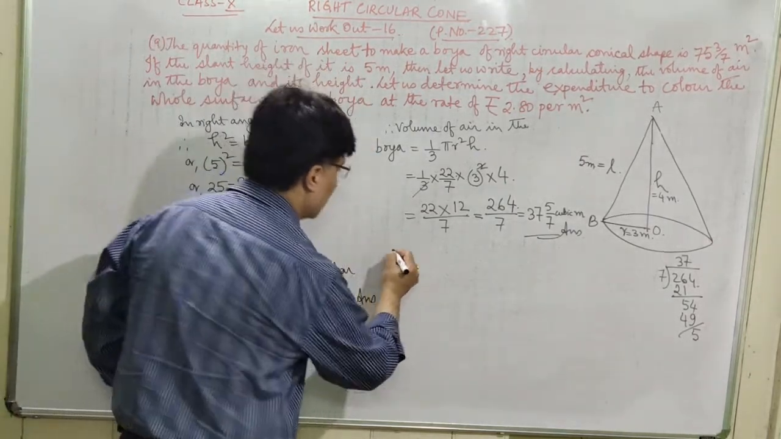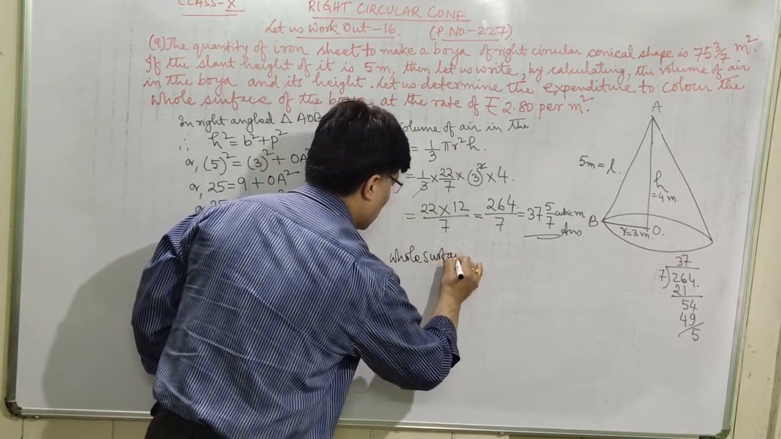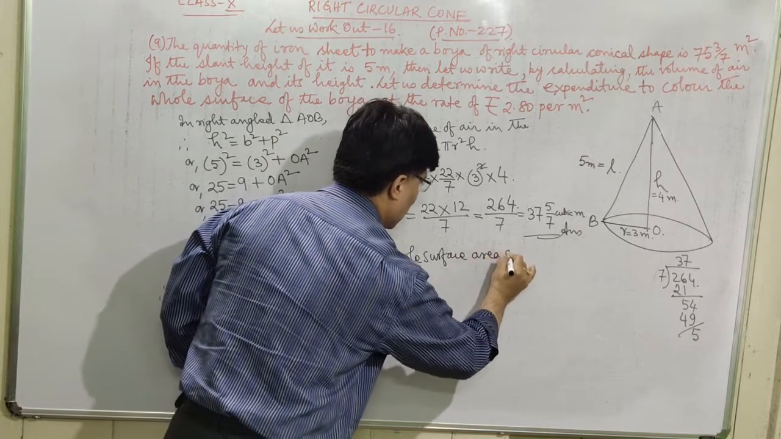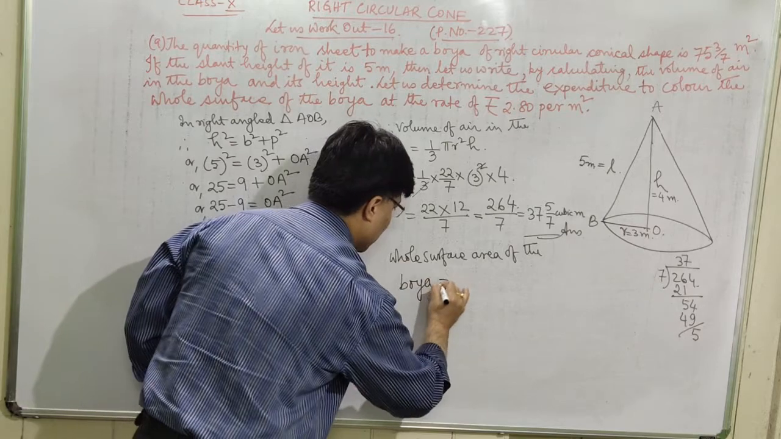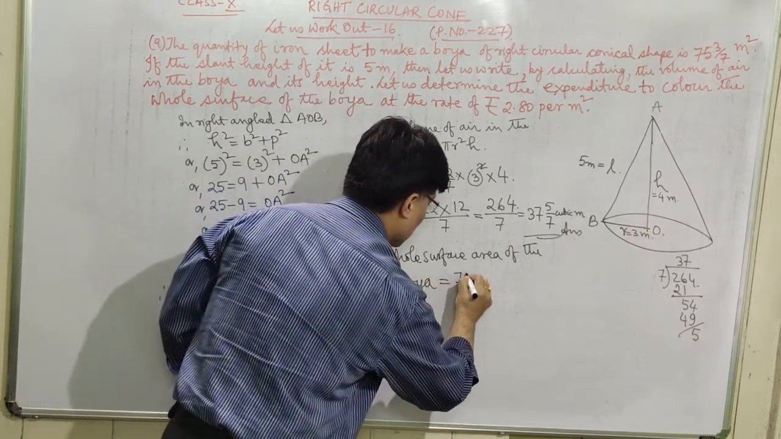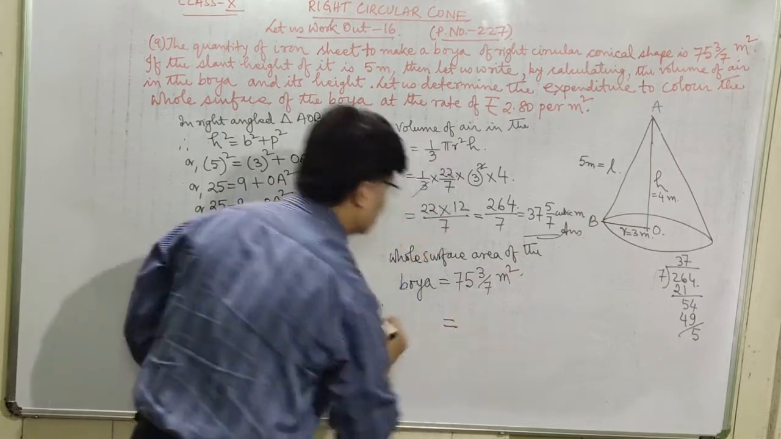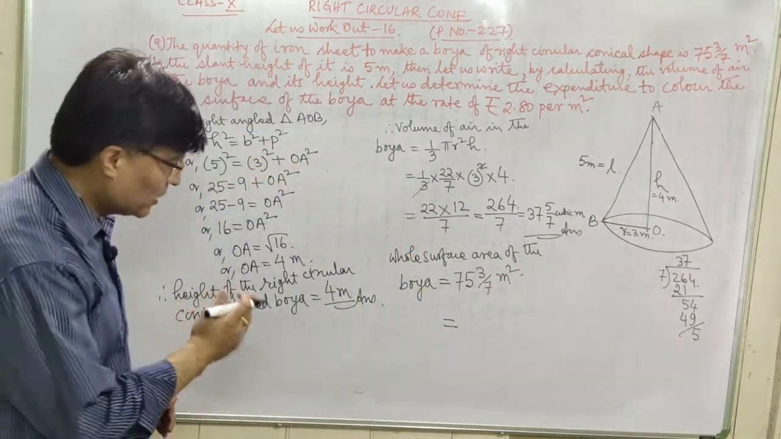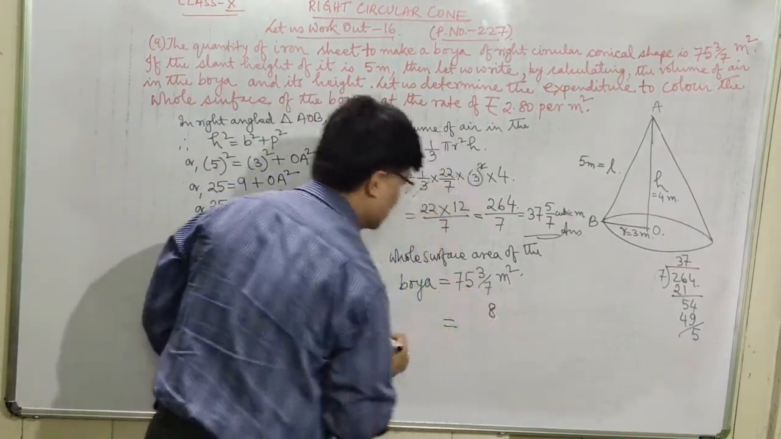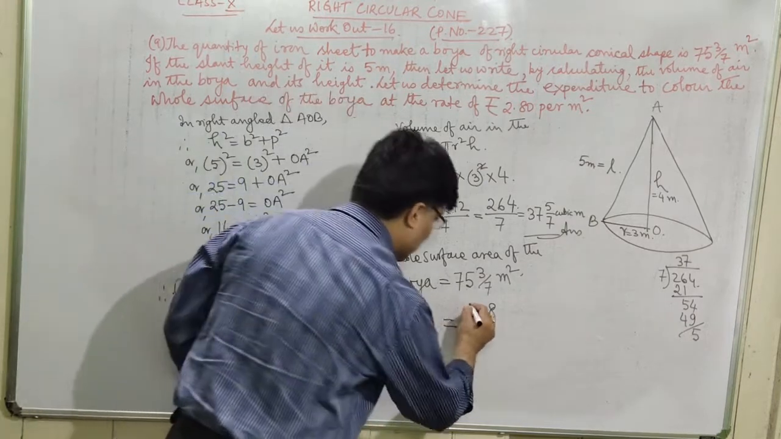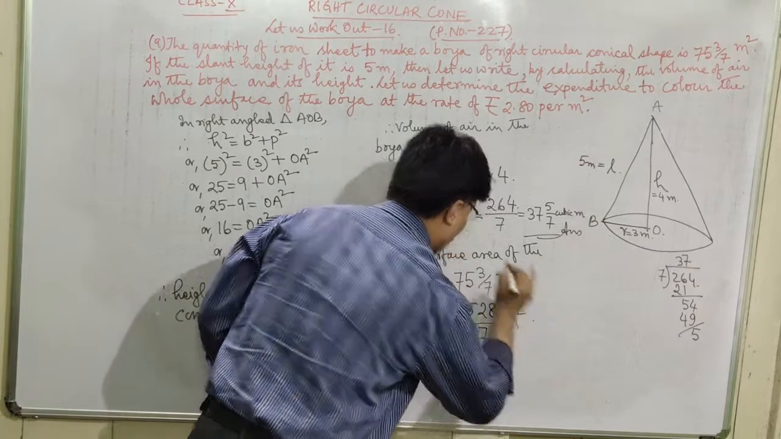So let us write here: whole surface area of the boya. Whole surface area of the boya is equal to 75 3 upon 7 meter square, which is equal to, let us convert into fraction. 7 5s are 35 plus 3 is 38. 3 7 7s are 49 plus 3 is 52. 528 by 7 meter square.